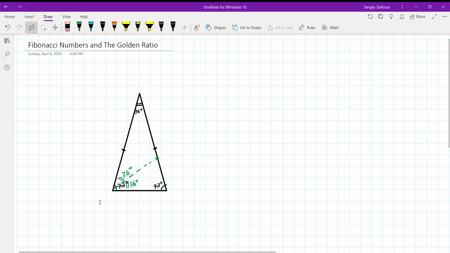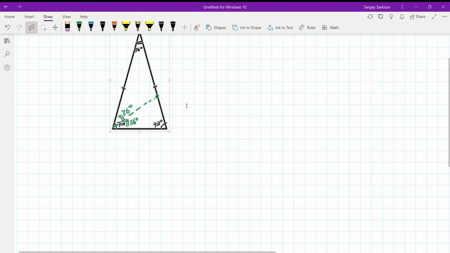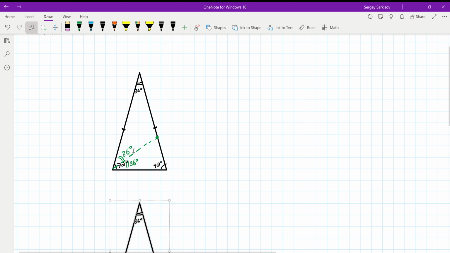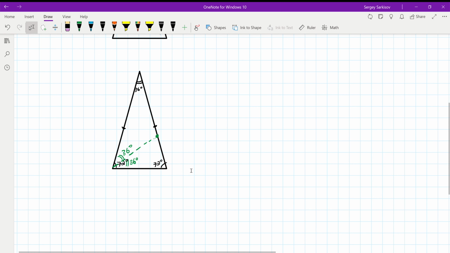Let's copy this and paste it here and erase that 36 there, just so we get there a little bit nicer. Let me go back to having this 72 degrees. Maybe 36 is all you're given. So now we divided and we got 36 degrees and 36 degrees.